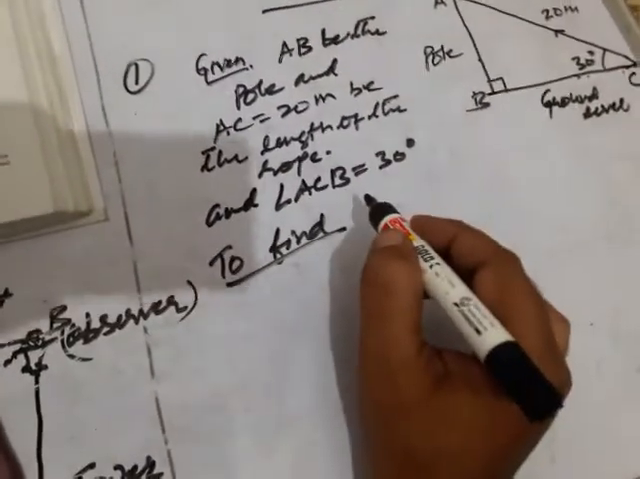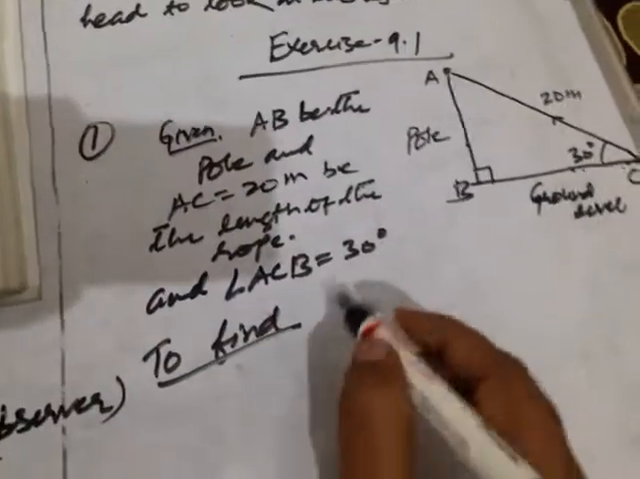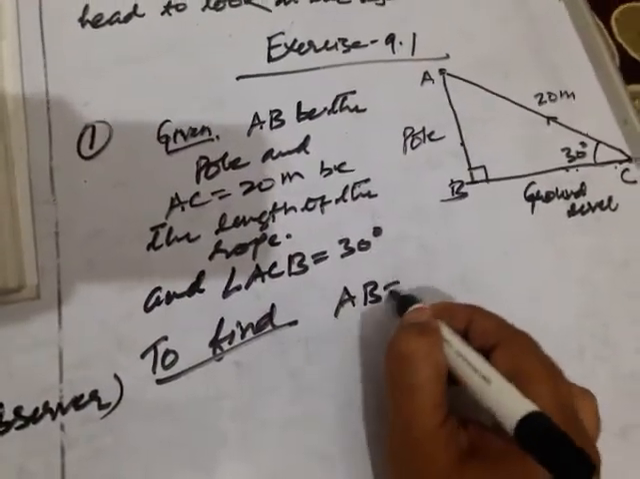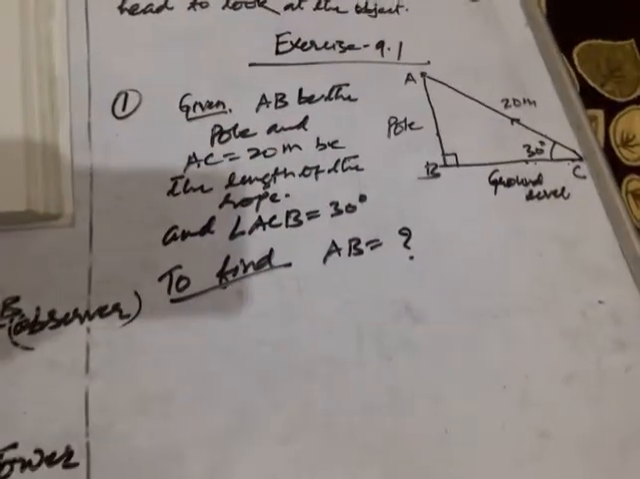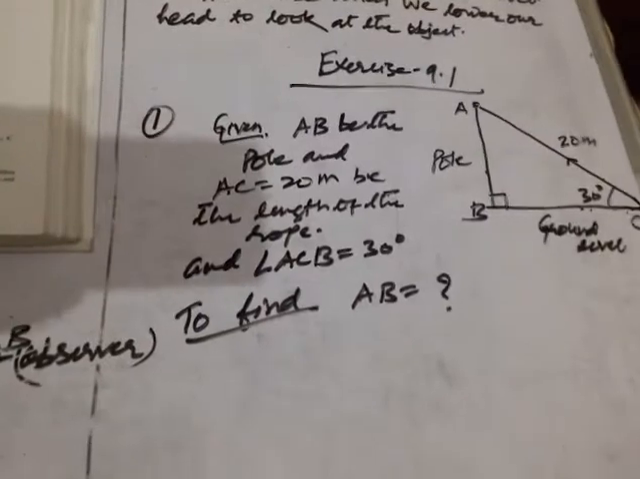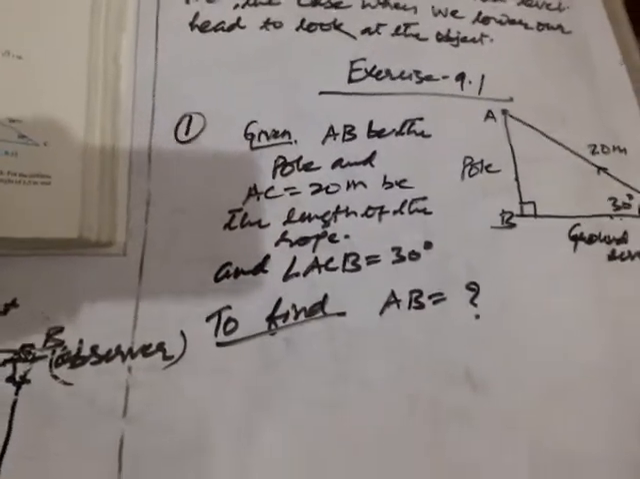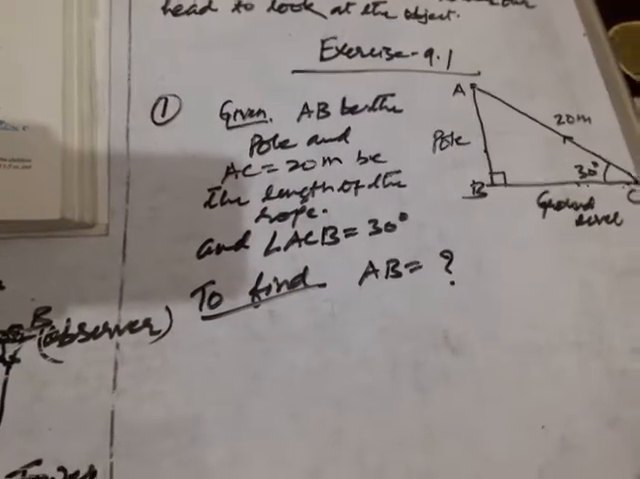What we have to find? Find the height of the pole, means to find AB. What is this? This is the height of the pole. Children, here see, the value of AB is this height. As you know, the name of this chapter is heights and distances, that is, application of trigonometry.